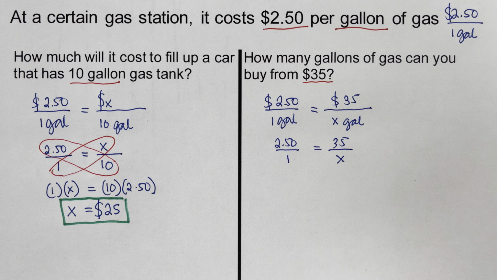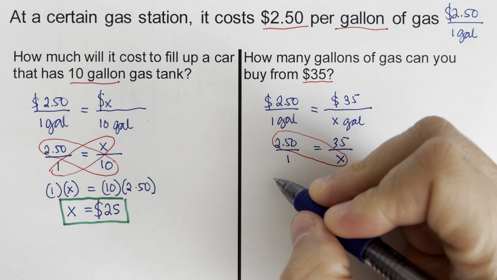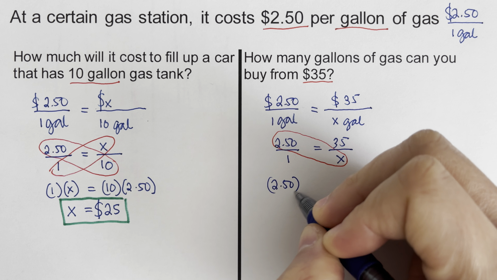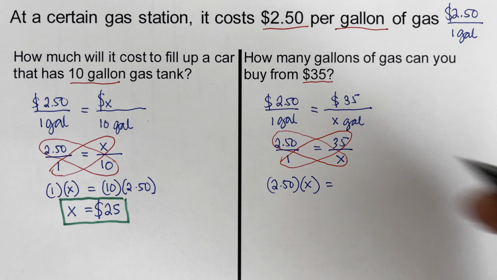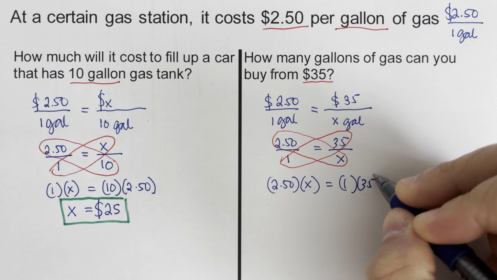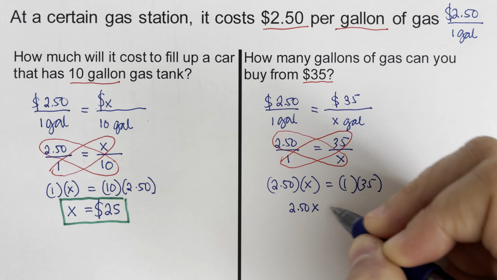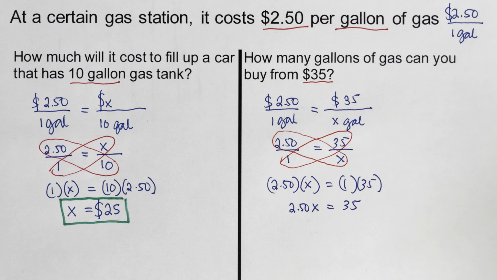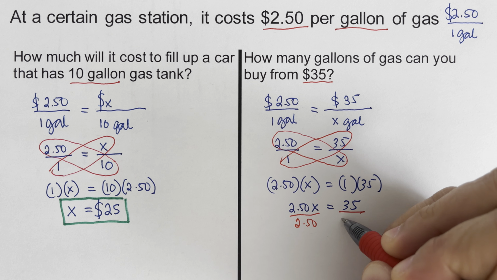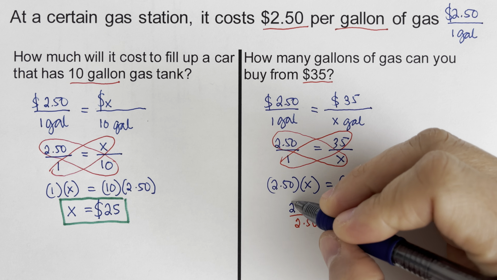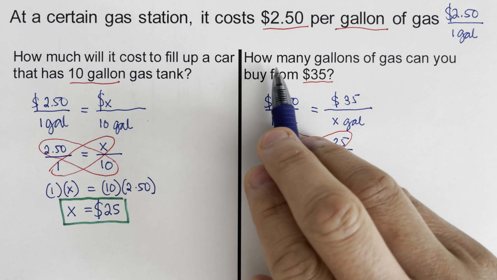Then we cross multiply these two, the 2.50 and the x. So 2.50 times x is equal to 1 times 35. So 2.50x is equal to 35. Now we want the x by itself, so we divide both sides by 2.50. We divide this by 2.50, so we can get rid of the 2.50 right here. We are left with just x, the x gallons of gas that we're looking for.